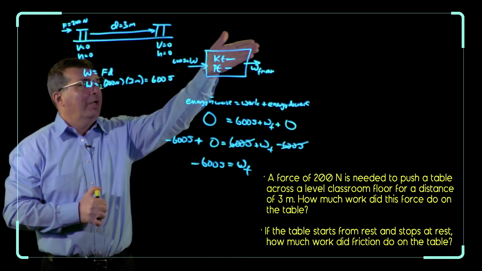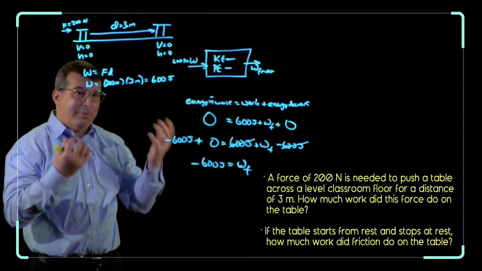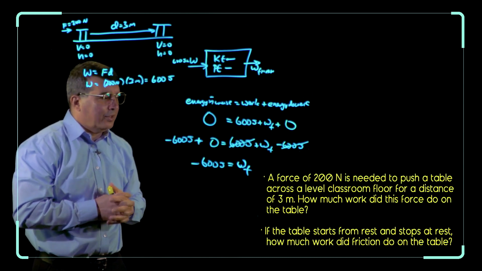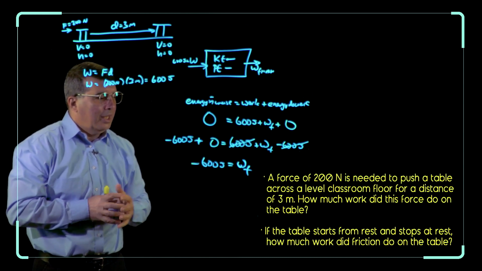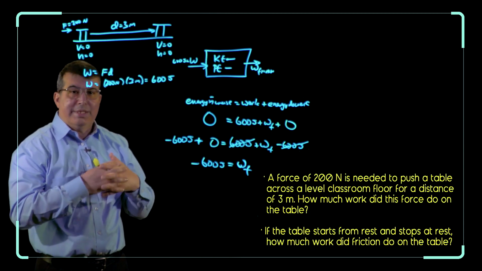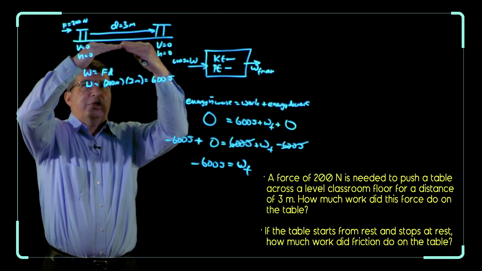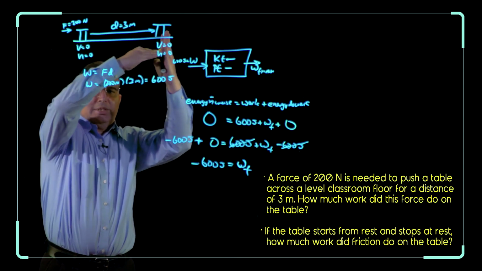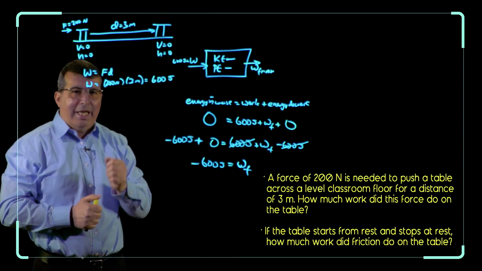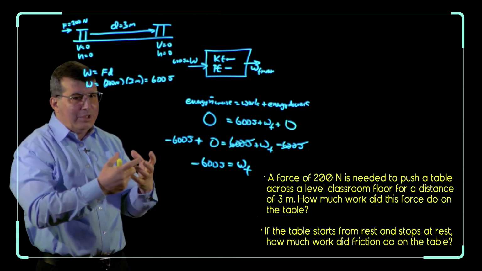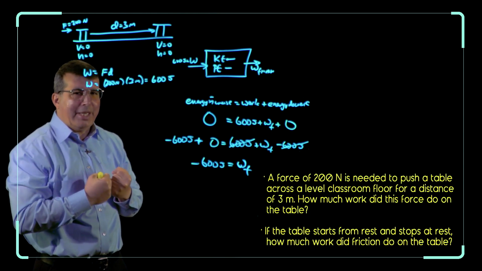Okay? So the friction did just as much negative work as we did positive work because the energy that we put in went right out to friction. So the table didn't gain any energy at all. Our work went right out to friction. So the work done by friction is negative 600 joules. It's negative because as the table moves this way, the friction force is opposing it. So friction did negative work on the table and took away all the energy that we put in. So we put energy in and the friction took it back out.